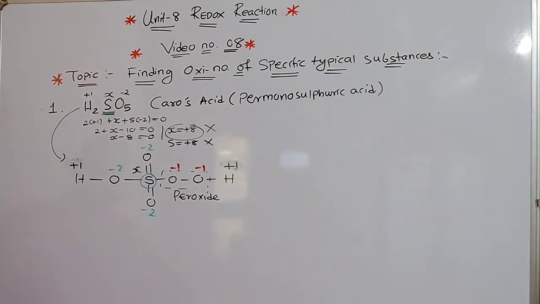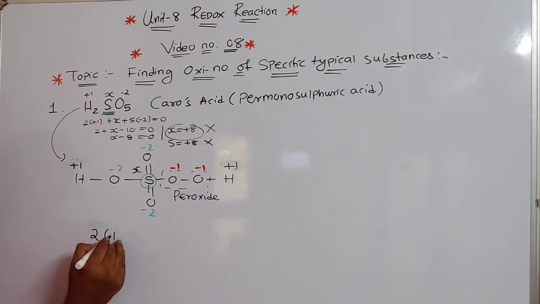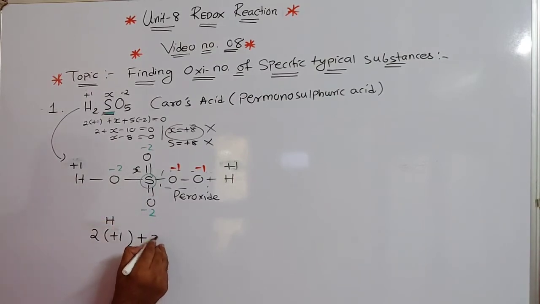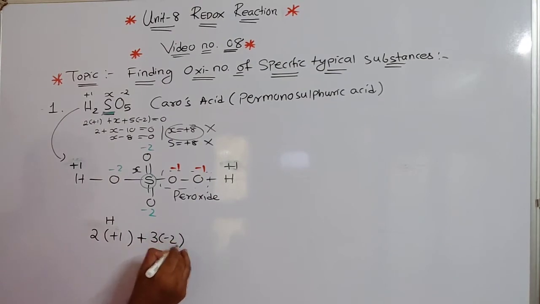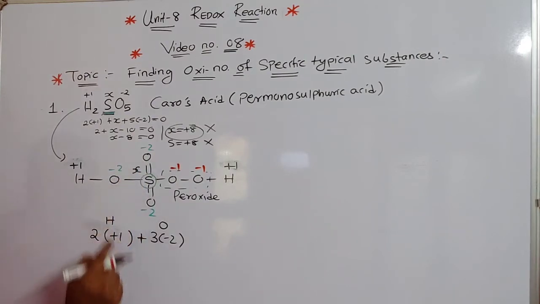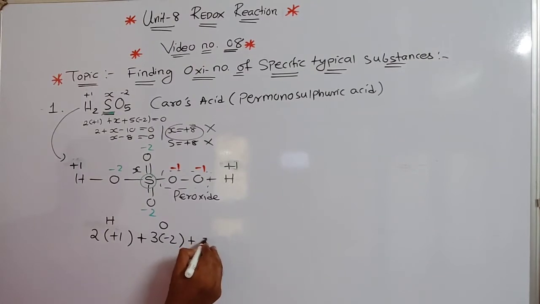Okay, so now when you calculate, there are 2 hydrogens. So what will I write here? I will write 2 into +1. Now this is for hydrogen. Now I will take oxygen. These 3 oxygens I will take. Now in these 3 oxygens, 3 into -2. These are oxygens which are double bonded or bonded with sulfur and with hydrogen and sulfur. So -2 plus sulfur, I will take X here. This is for sulfur. This was for oxygen.